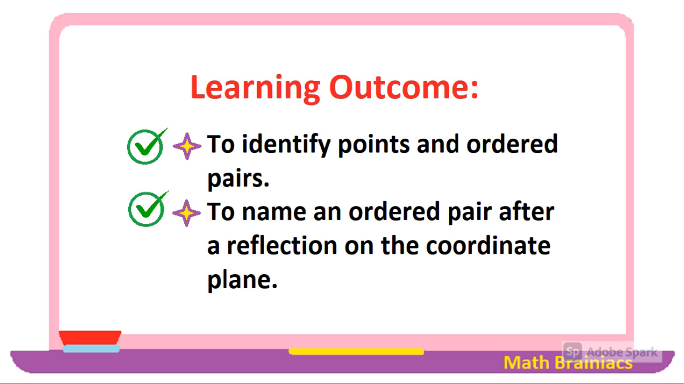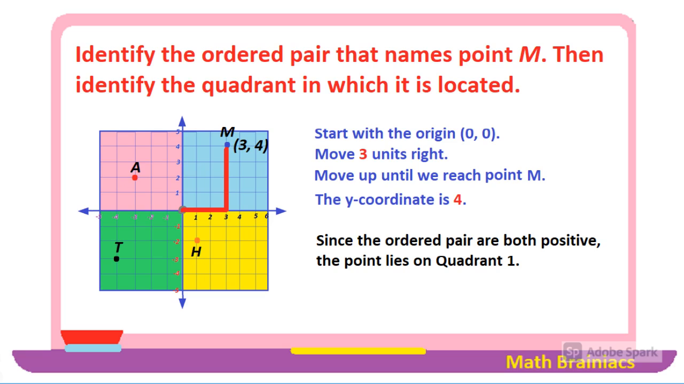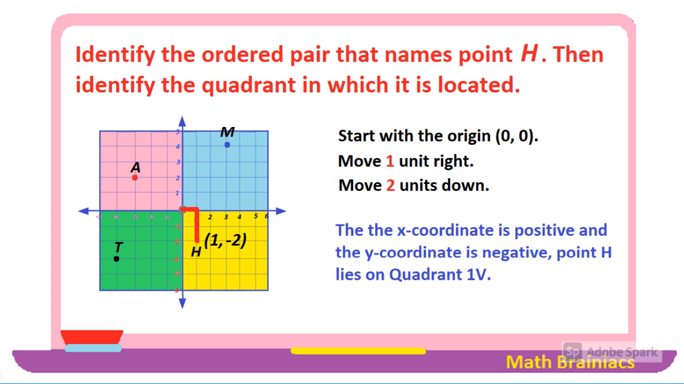Therefore, we have met our goal for today's lesson. We have learned how to identify points and ordered pairs, and we have named an ordered pair after a reflection on the coordinate plane. To wrap it up, in identifying the ordered pair of a point, always start from the origin. If the x-coordinate is positive, you need to move right. But if it is negative, you need to move left. However, if the y-coordinate is positive, you need to move up. But if it is negative, we need to move down.